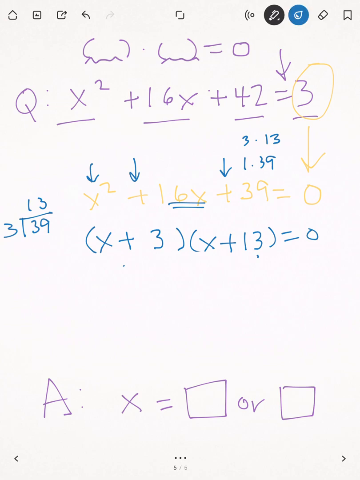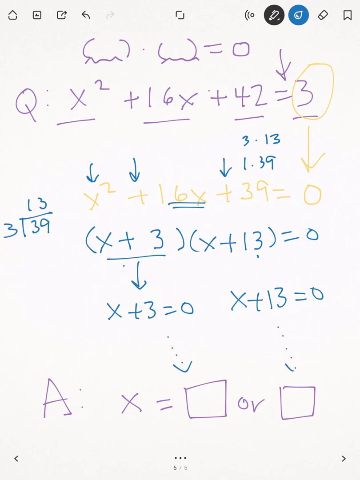So to solve, now that we have this binomial, we say x plus 3 can be 0, and that will give us one of the answers. And we can say x plus 13 equals 0. That can give us the other answer. The first answer is negative 3, because when we put negative 3 in here and here, we get 0 times 10. That's definitely 0, and that one works out.